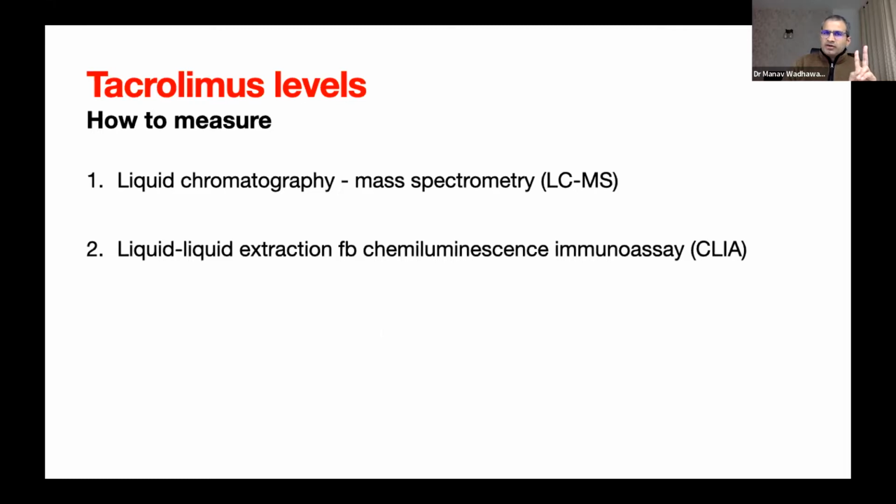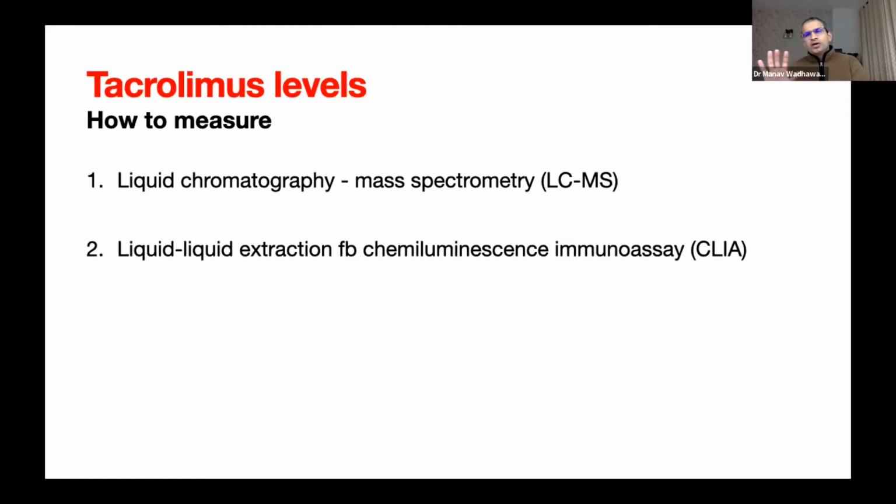There are two techniques available. One is the liquid chromatography mass spectrometry technique, LC-MS. The other one is CLIA, the chemiluminescence immunoassay technique. The cheaper one is CLIA. The more expensive one is a solid phase HPLC liquid chromatography technique. The difference between the two we have to understand.